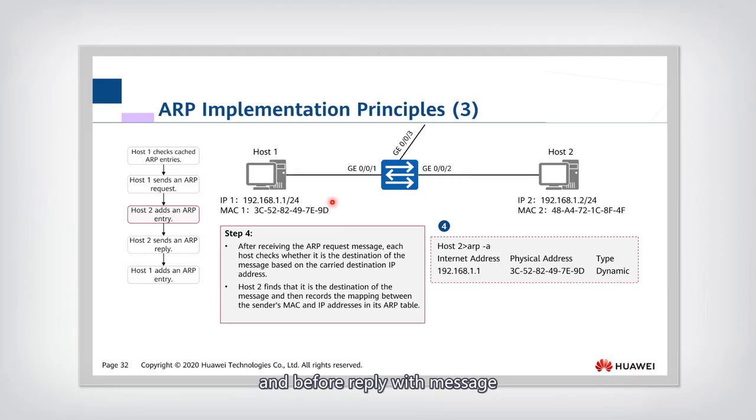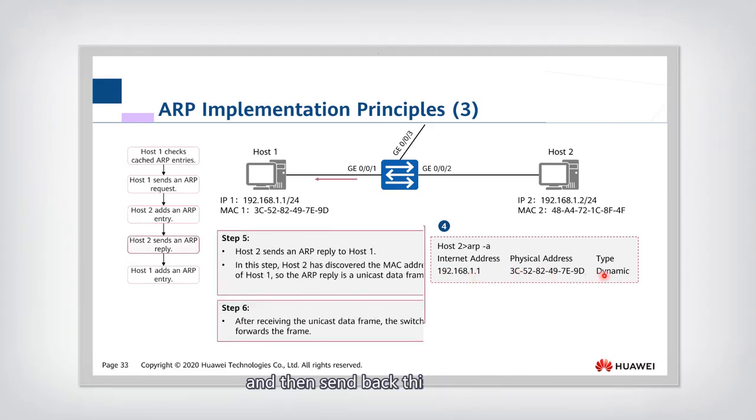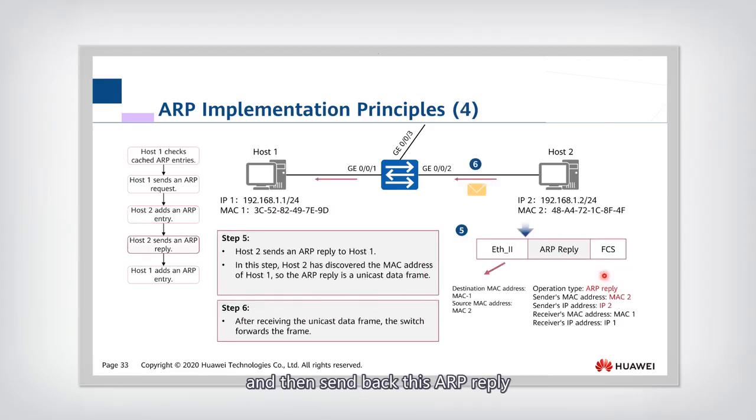And before replying with a message, he should also add the mapping of host 1 into its ARP address table. So he will know that corresponding to this IP address, the MAC address is this one. He will add this entry into the ARP table and then send back this ARP reply. In this ARP reply, he will add his MAC address into this ARP message.